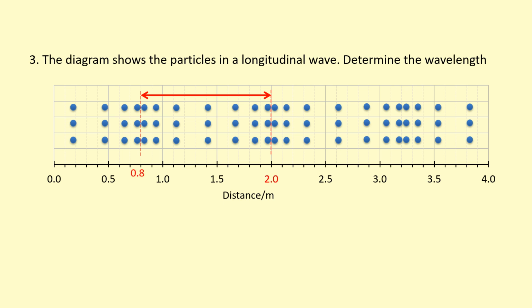So the distance there is from 0.8 to 2.0. So I just have to subtract those distances, and that gives me the distance between those 2 points, which is 1.2 meters, the length of one wave.